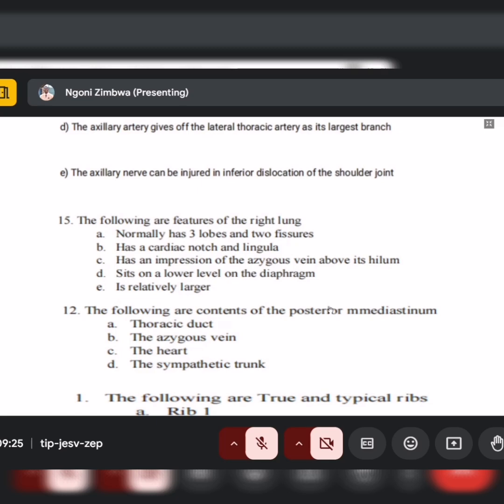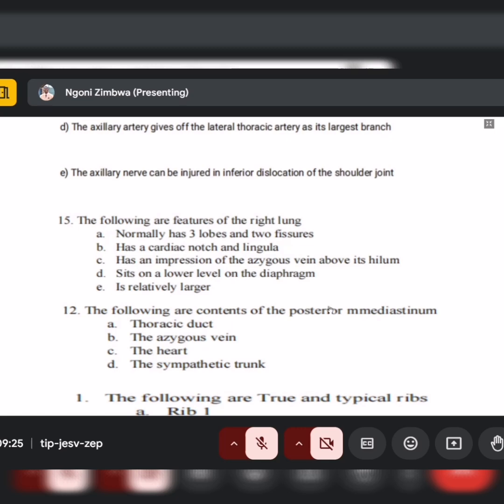Here's a cardiac notch and a lingula. That is false. Right? So that's for the what? For the left lung. So remember the left lung has a superior and inferior lobe, and the lingula and the cardiac notch, they actually lie in the superior lobe, not the inferior lobe.